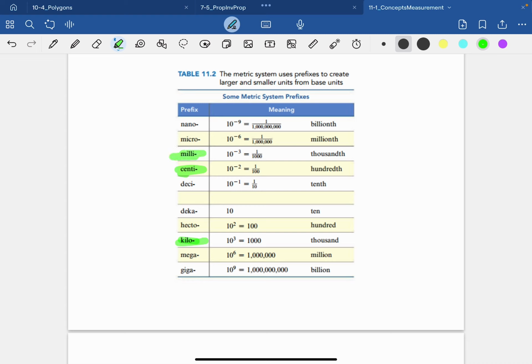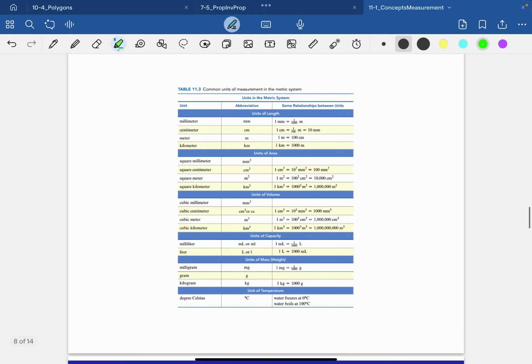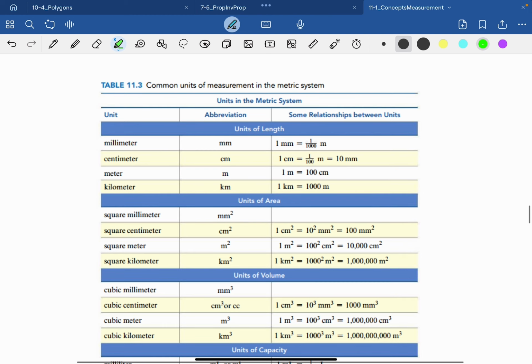But these are the 3 real popular ones for length measurements, ones that we see the most. But of course, if you're working in the sciences and you're measuring something really small, you might see nanometers or micrometers. If you're measuring something very, very big, let's say in physics, you might see something like a megameter or a gigameter. So that's the idea, prefixes. So in terms of length units, we have the millimeter, the centimeter, the meter, and the kilometer. These are the most common ones.